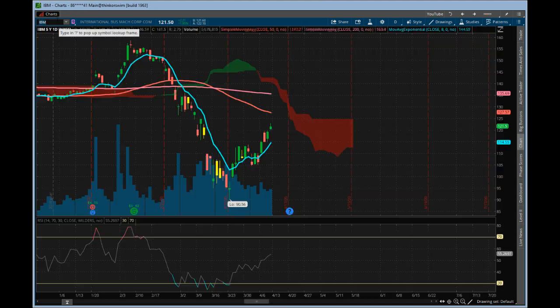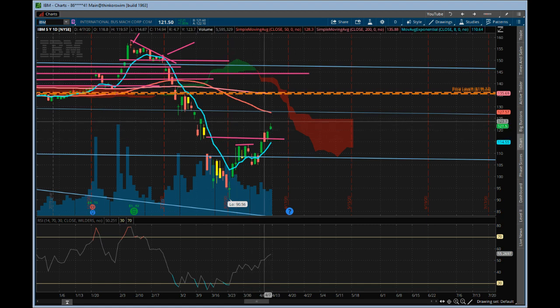IBM. Yeah, it looks a lot like the market. Looks almost exactly like the market, so this seems to be moving fluidly with that. Just an upper shadow. If the market pulls back, IBM may make a pullback.